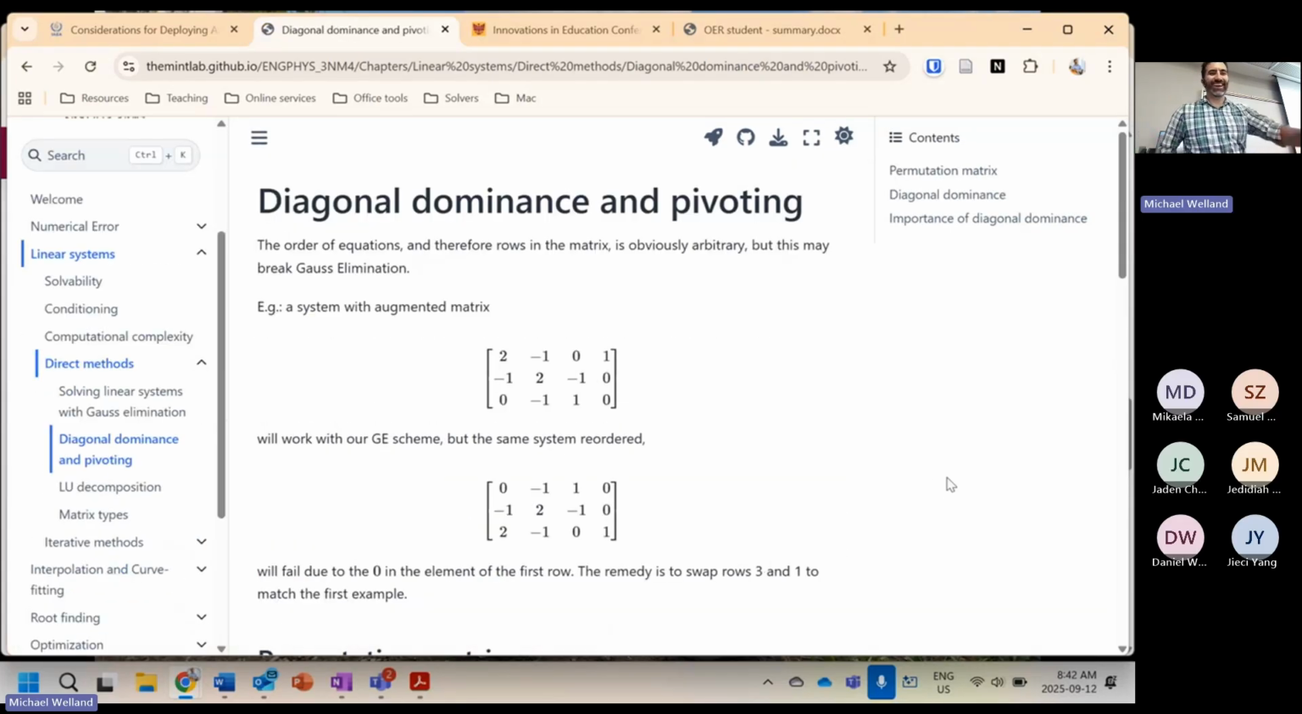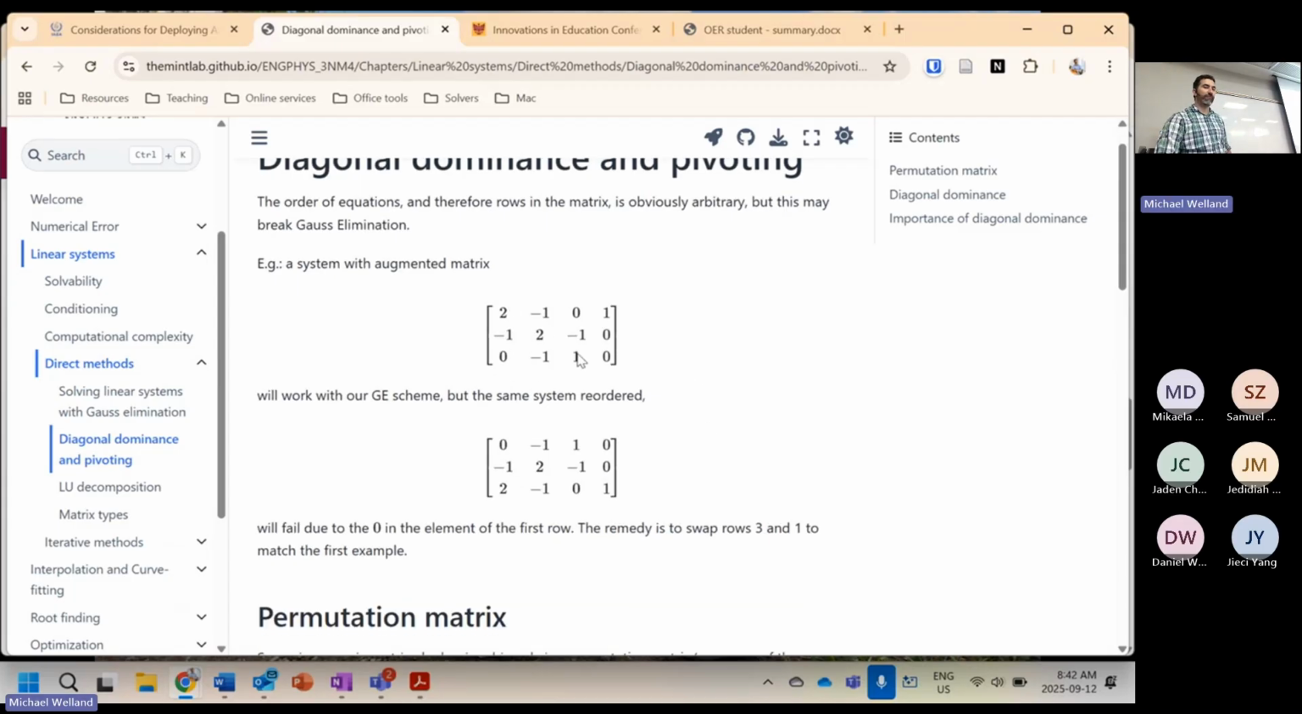Although effective. Okay, there's a big problem. The order of the rows in the matrix is arbitrary, right? If you're given a system of equations, it cannot matter what order you write those equations when you're scribbling down on the paper. Obviously, it doesn't matter, right? So when you put it into the matrix, if you put it in like this, it will solve with Gaussian elimination. This will not.